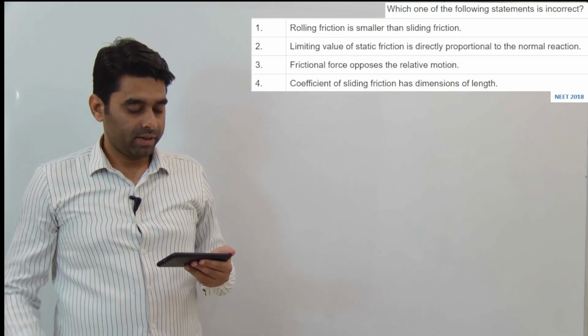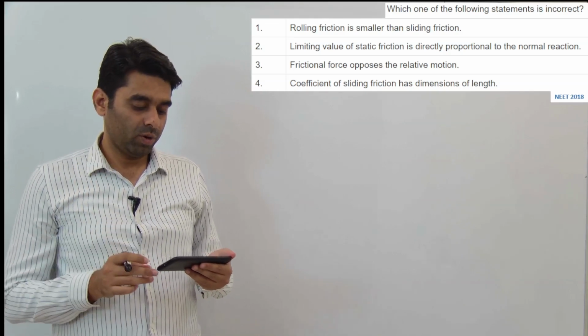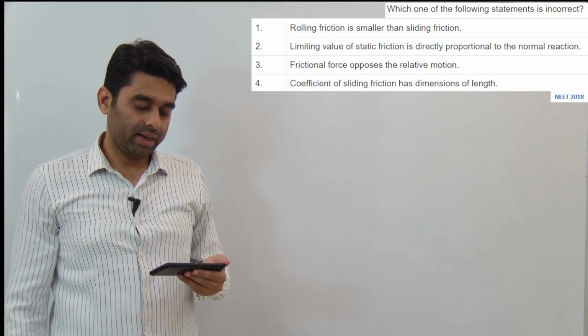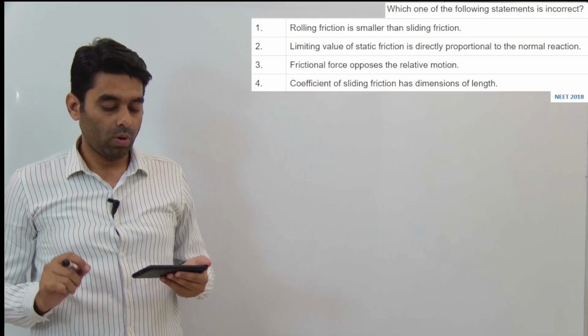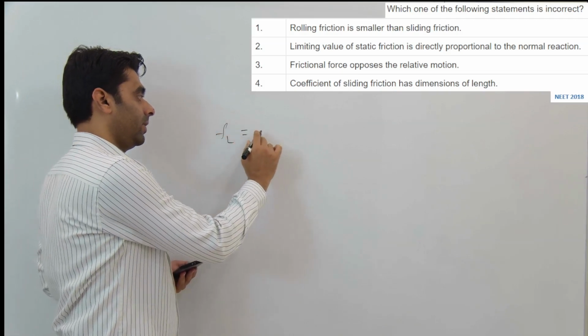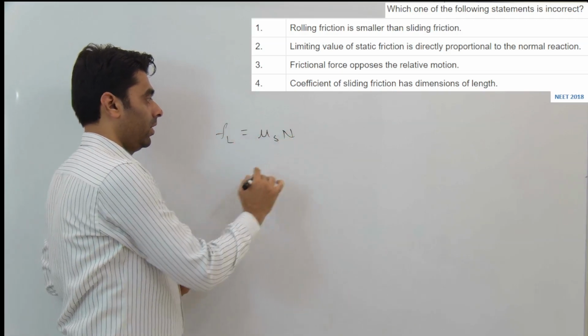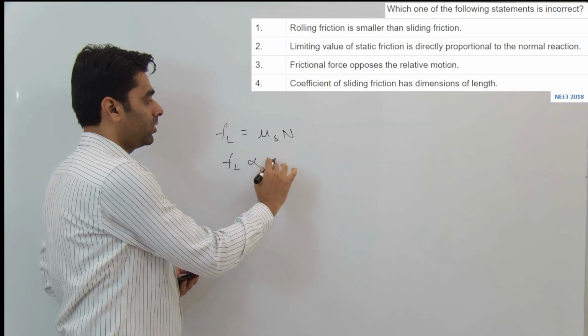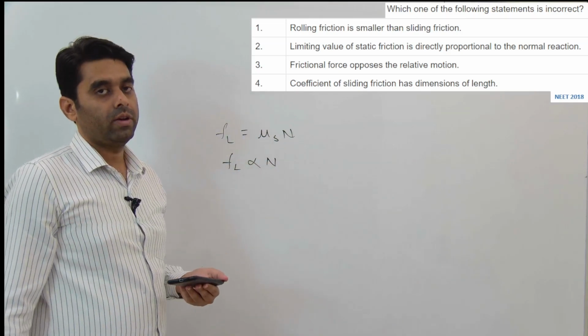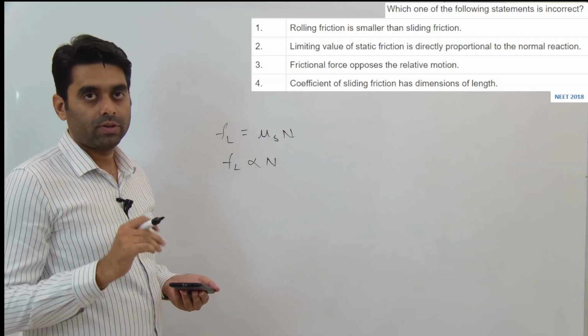Four statements are given to us. Let us see. Rolling friction is smaller than sliding friction. This is a correct statement. Second, limiting value of static friction is directly proportional to normal reaction. Limiting friction is given as mu s into N, so limiting friction is proportional to normal. It's a correct statement. Third, it says friction force opposes relative motion. This is the definition of friction, so it's a correct statement.